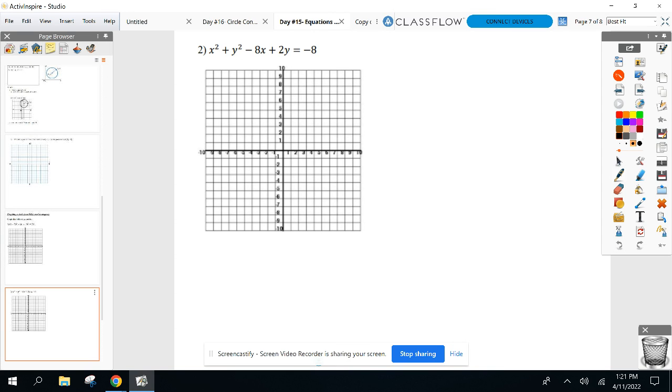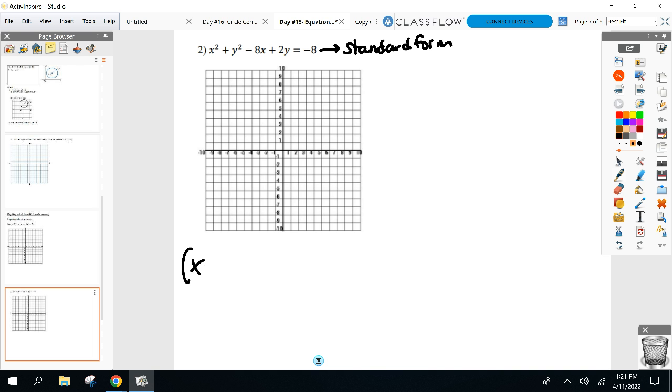Here's where we ended on Friday. This right here is the standard form of a circle, standard form. But what I introduced to you all on Friday was this form, x minus h squared plus y minus k squared equals r squared, which is referred to as center radius form. Okay, that's center radius form.